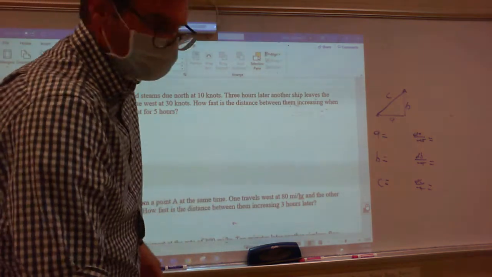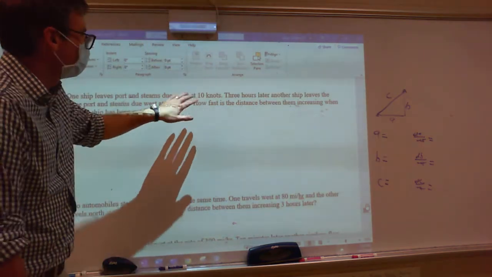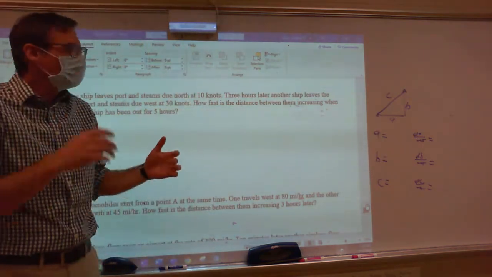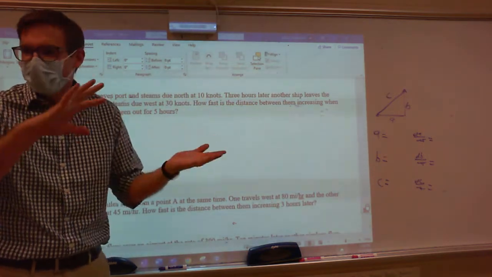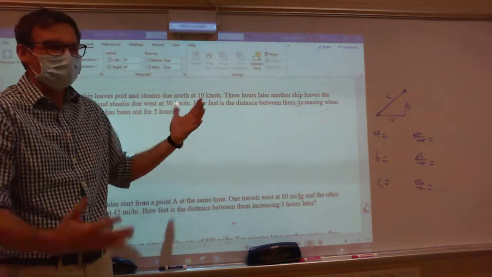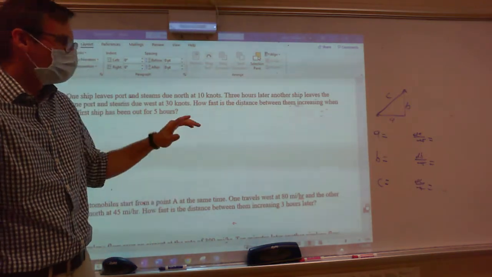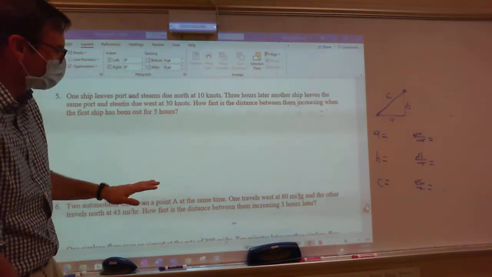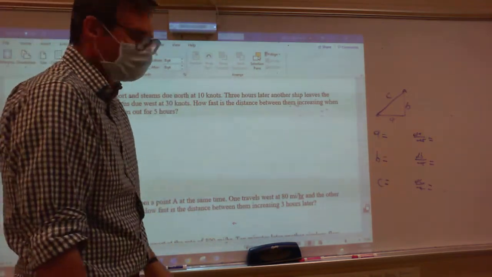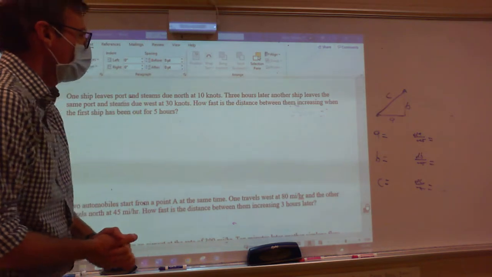Oh, so knots, think of that, it's nautical, it's almost like miles per hour. It's not quite. So when you see that, think miles per hour. There is a conversion, and I don't know exactly what it is, but it's close enough, and that's what we're going to do. So, all right, what do we know?